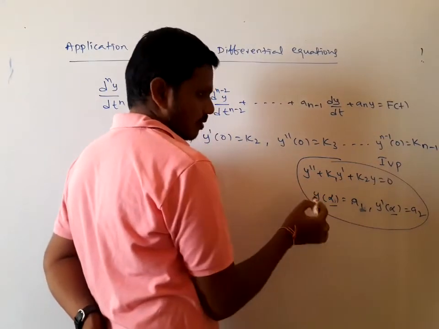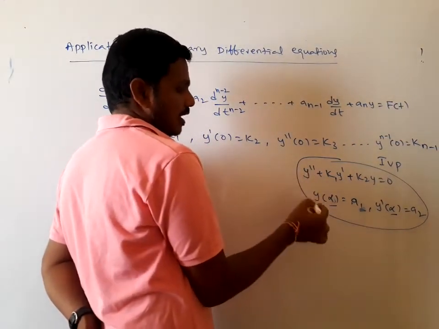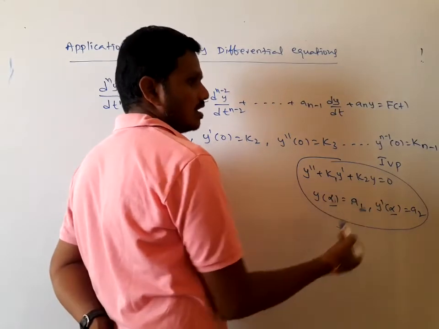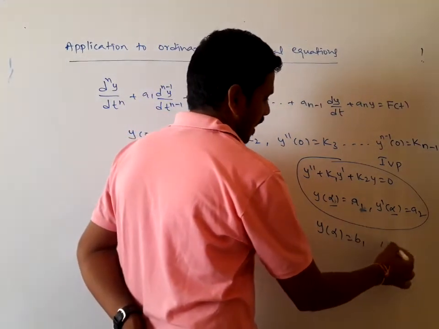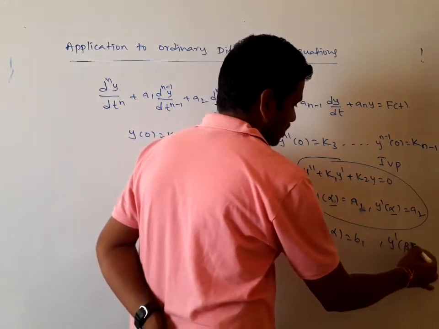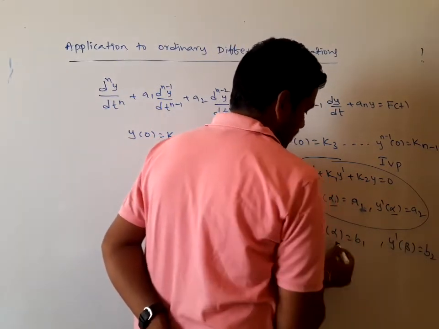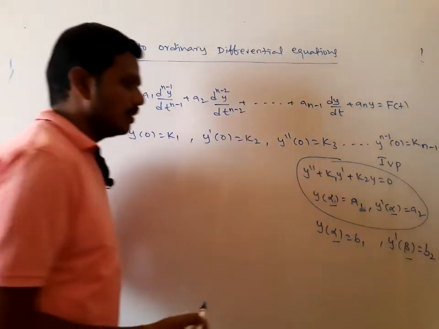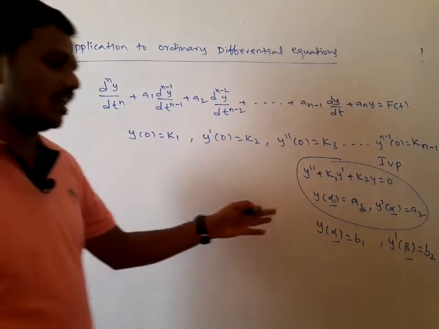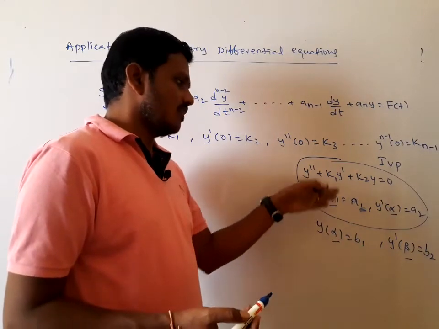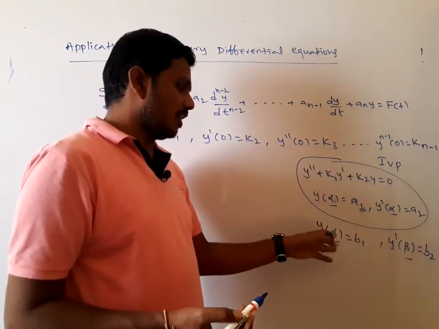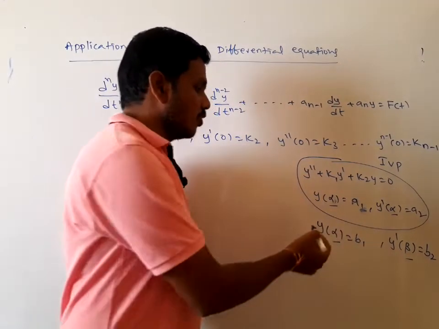Suppose we take this same second order problem, defined with two conditions, y of alpha is equal to some b1 and y dash of beta is equal to some b2. It is defined at two different values, alpha and beta. We say that they are the endpoints. If it is defined at one endpoint, we say that it is an initial value problem. If it is defined at two endpoints, we say that it is a boundary value problem.